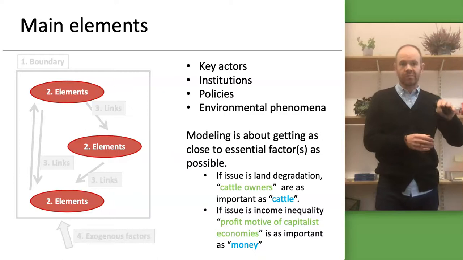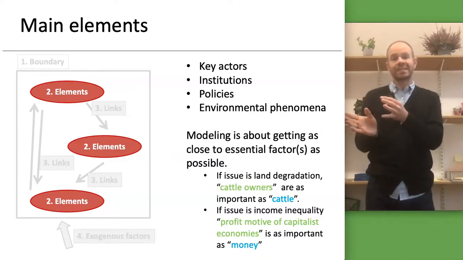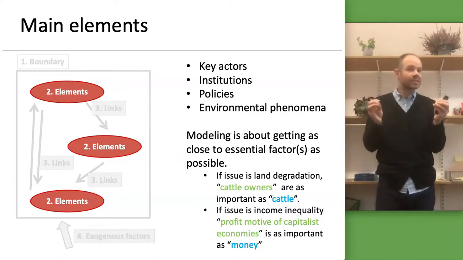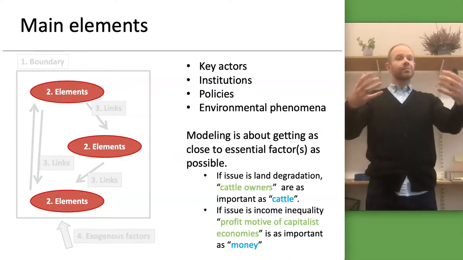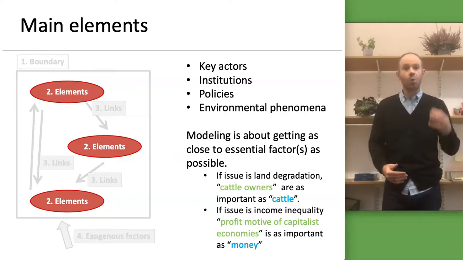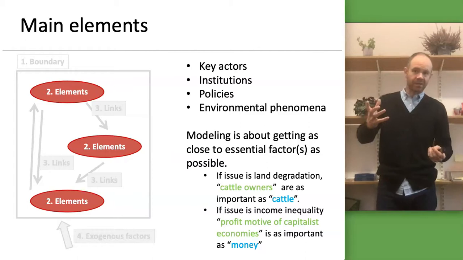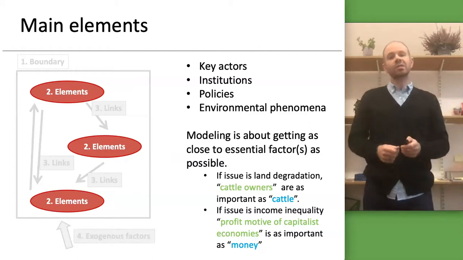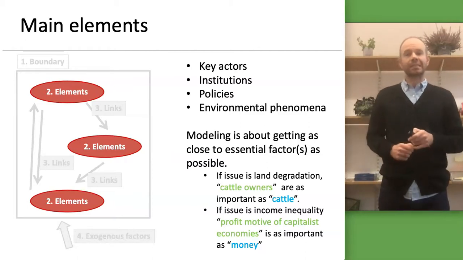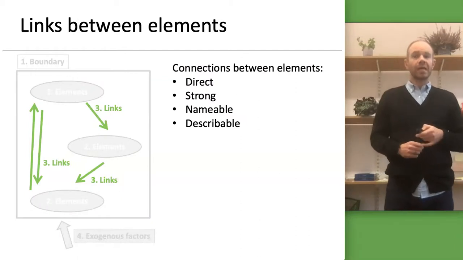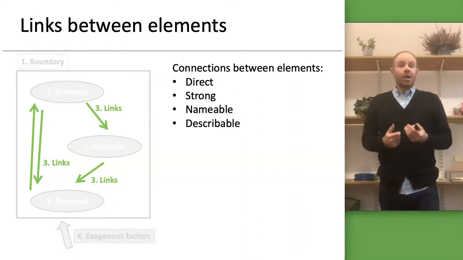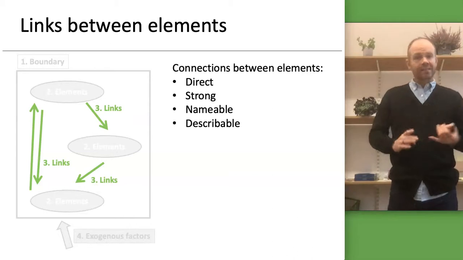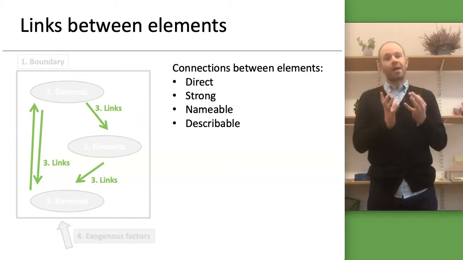We don't need to worry about money, right? So usually we can say that these two similar and distinct things both need to be elements. Other times we might say one is more important than the other. So again, it's about getting as close to these essential factors as we possibly can. And the links between these elements, we want these connections to be direct, strong, nameable, and describable, right?